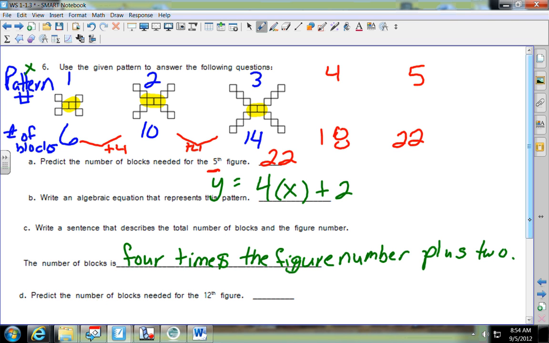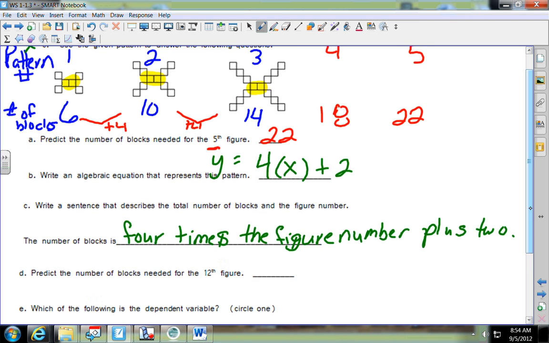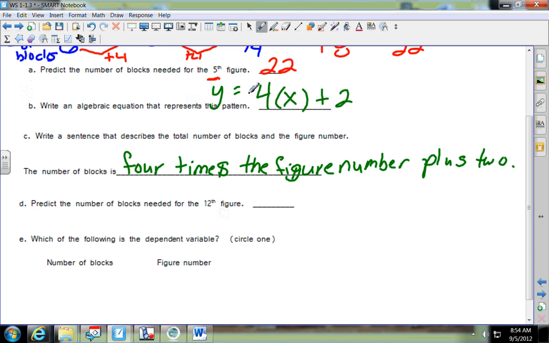Predict the number of blocks needed for the 12th figure. Now you could draw them all out, but I'm going to use this right here to figure it out. So I'm going to take 4 times the 12th figure plus 2. 4 times 12, well, that's 48, plus 2. That would give me 50 blocks.